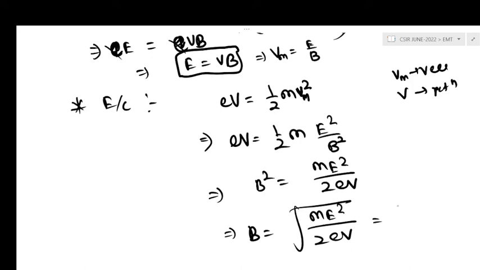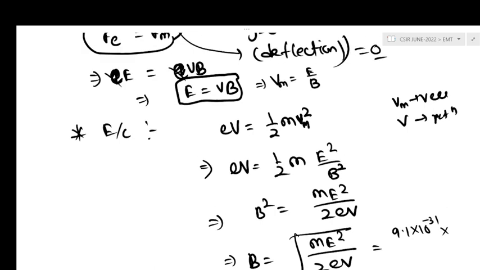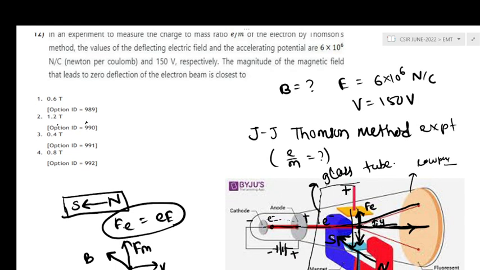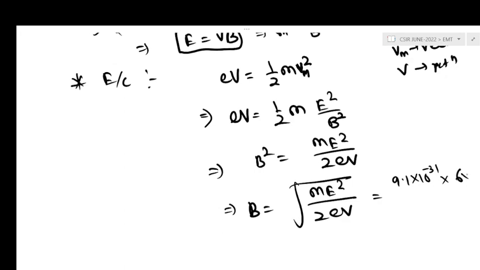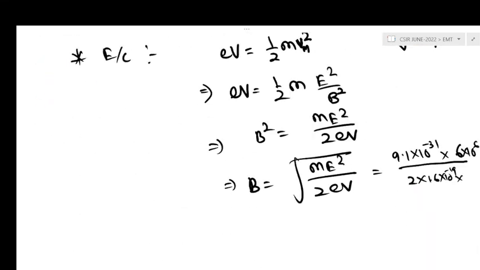If you put the mass of the electron, 9.1 into 10 to the power minus 31, and the electric field given, that is 6 into 10 to the power 6, divided by 2 into the charge of electron, 1.6 into 10 to the power minus 19, and our potential is given as 150, yes, 150, and the whole root will give the answer, that is 0.8 Tesla approximately. So that is our answer.